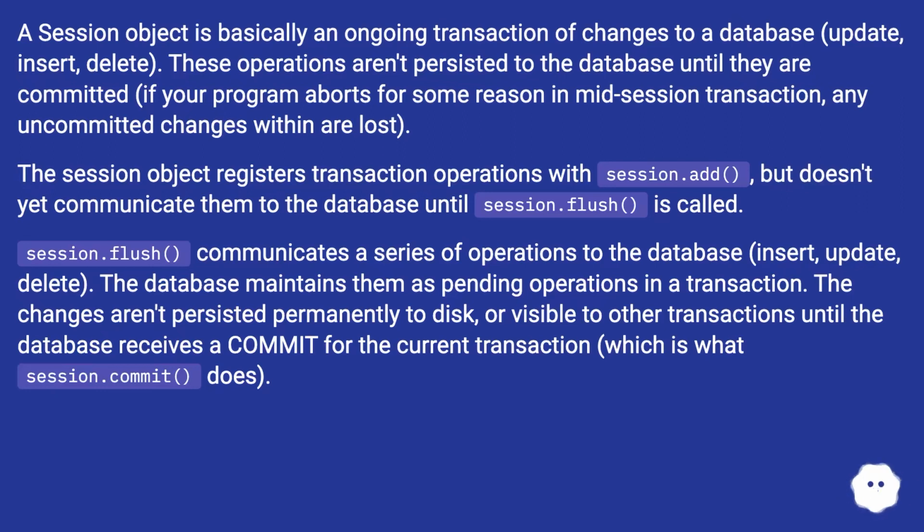The session object registers transaction operations with session.add, but doesn't yet communicate them to the database until session.flush is called. Session.flush communicates a series of operations to the database: insert, update, delete. The database maintains them as pending operations in a transaction. The changes aren't persisted permanently to disk, or visible to other transactions, until the database receives a commit for the current transaction, which is what session.commit does.